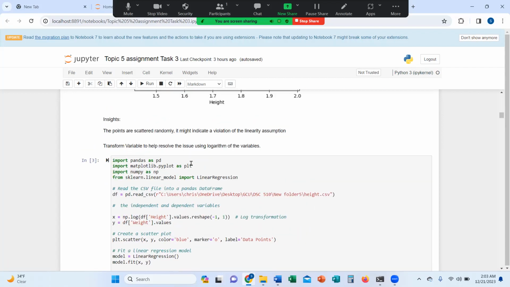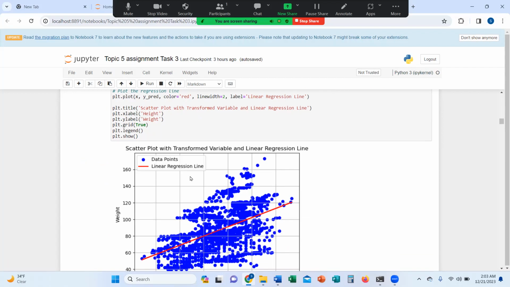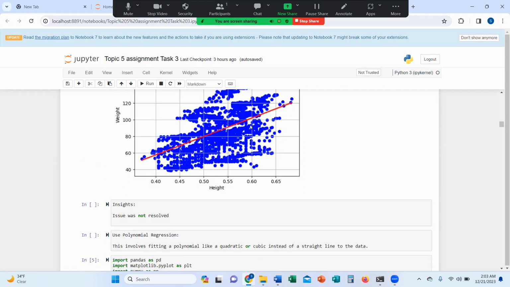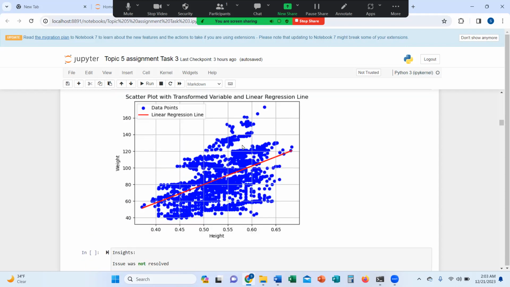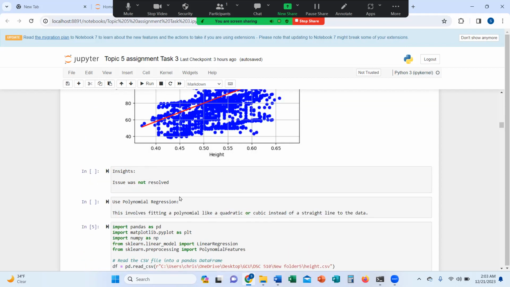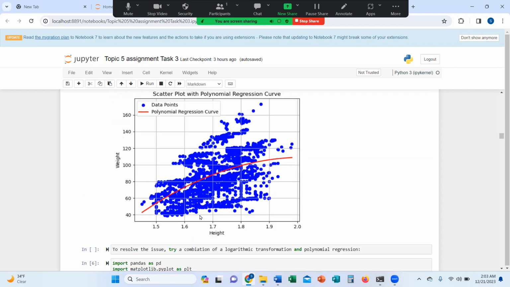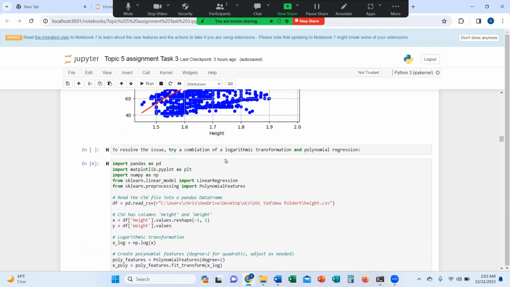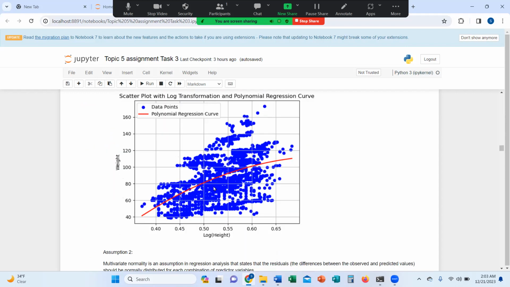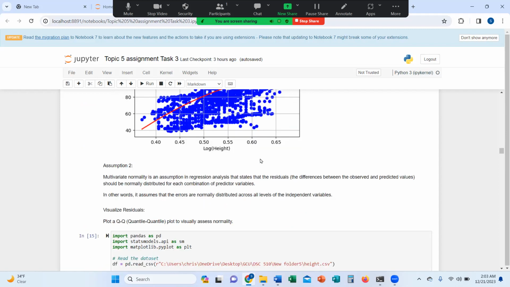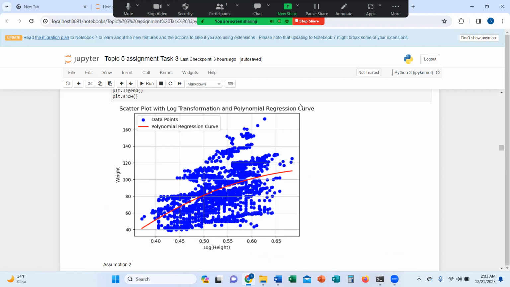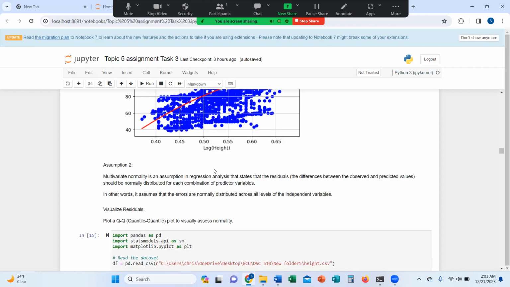It was shown here that it needed to be transformed. When I transformed, I got this new graph here, but the issue was still not resolved, so I used a polynomial regression. With the polynomial regression, this is the new graph that I got. I also tried the logarithmic transformation, and this is what I got with the logarithmic and polynomial regression. I got these values here.